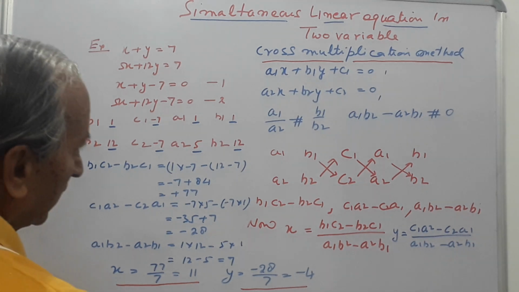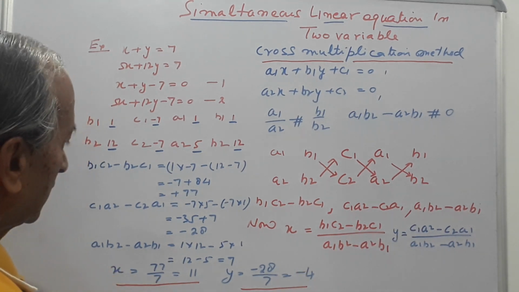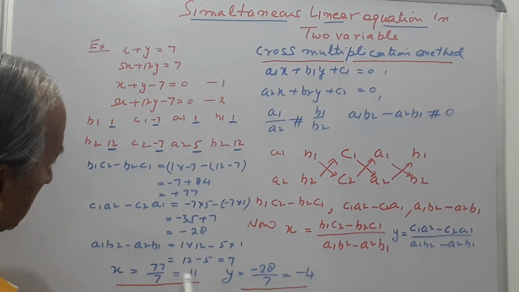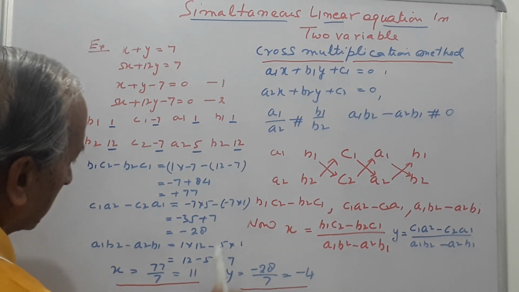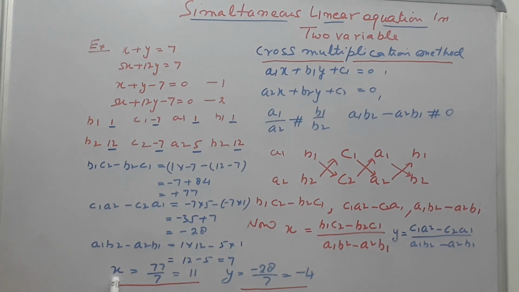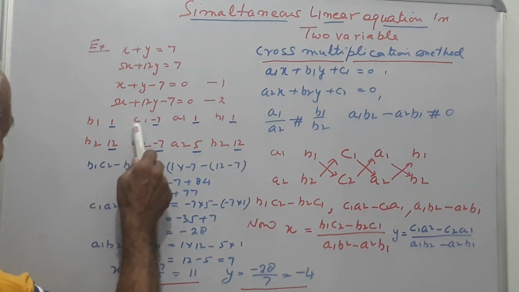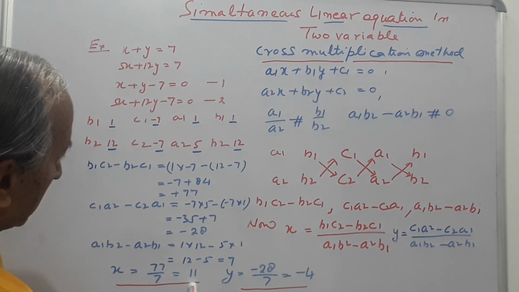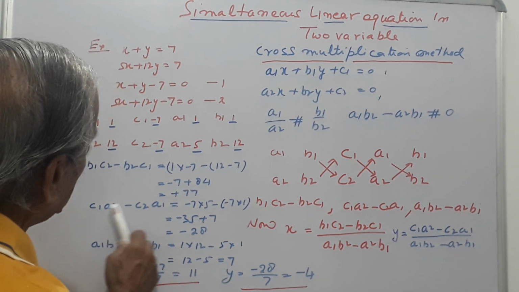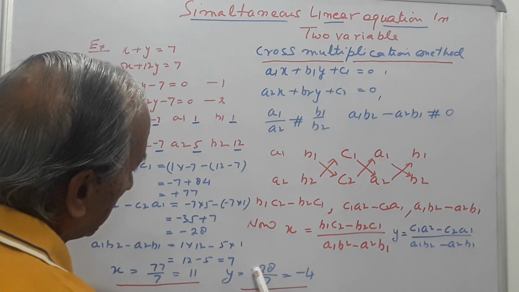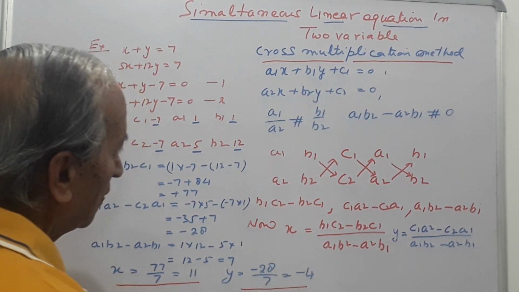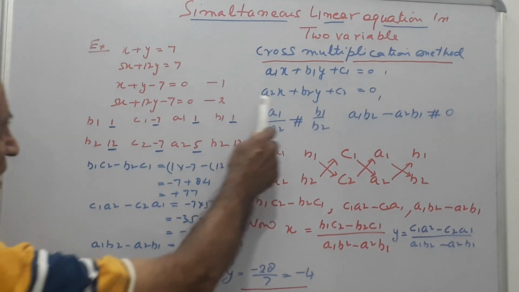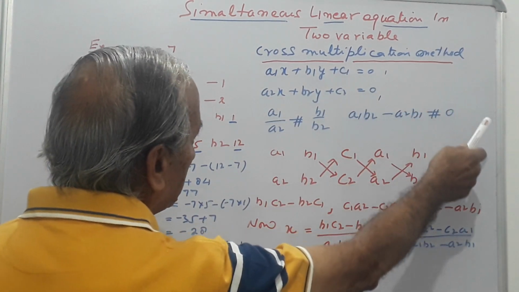And for the constant value, a1 b2 minus a2 b1, you get the value 7. Now we know x is equal to b1 c2 minus b2 c1 upon this, that is 77 upon 7 is equal to 11, and y is equal to c1 a2 minus c2 a1 upon the constant term, minus 28 upon 7, that is minus 4. So this is one of the methods, that is the cross multiplication method.